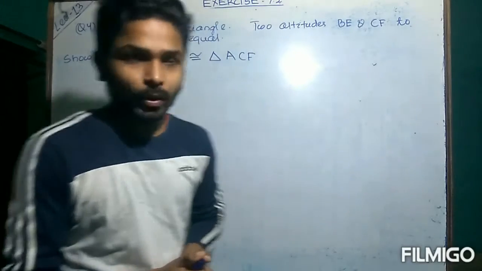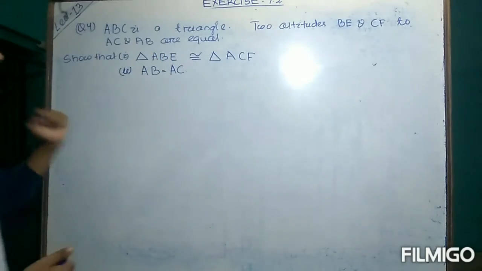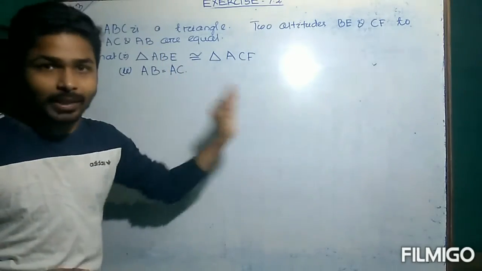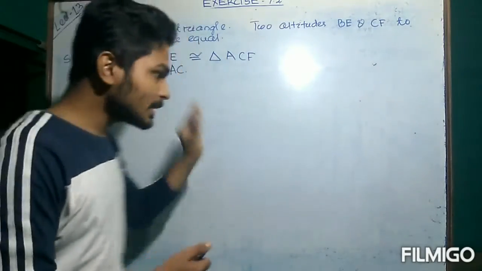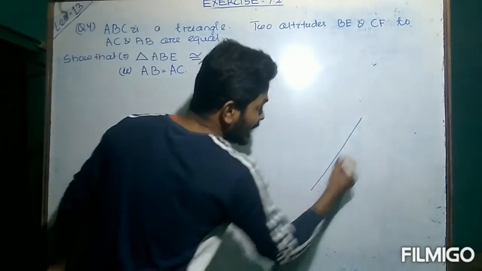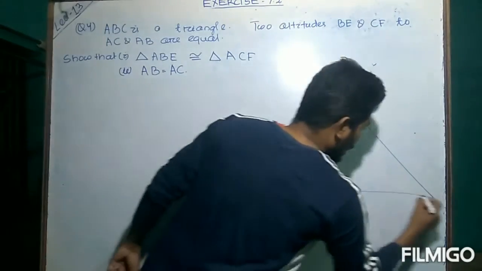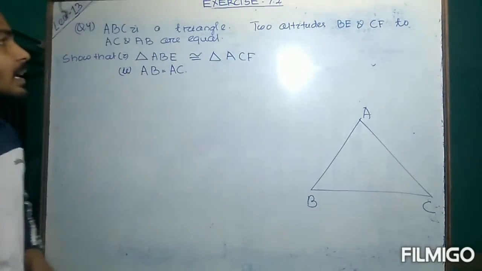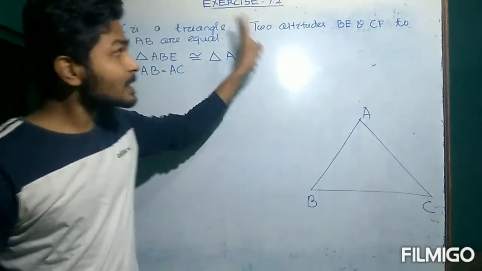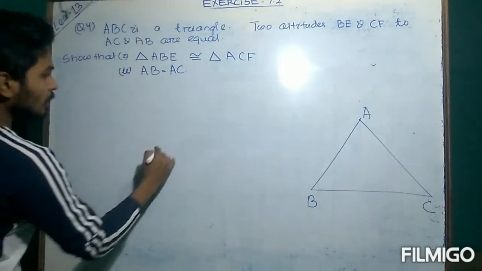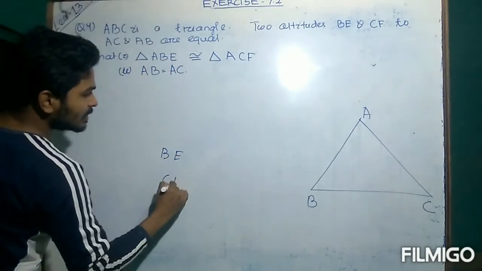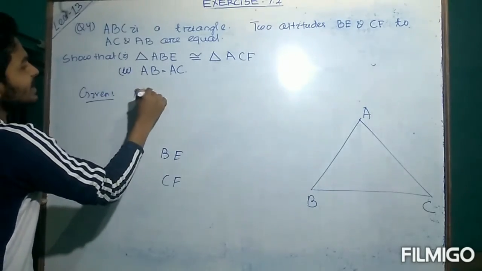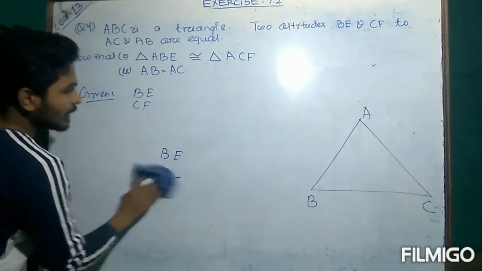Coming to question number 4. In question number 4, it is given that ABC is a triangle, right? It is simply given that ABC is a triangle. It is not given that ABC is an isosceles triangle. No. Simply you have to draw a triangle ABC, not an isosceles triangle. Now in this triangle, two altitudes. Altitude means perpendicular. What are the altitudes? One is BE and the other is CF. So BE and CF are two altitudes here.